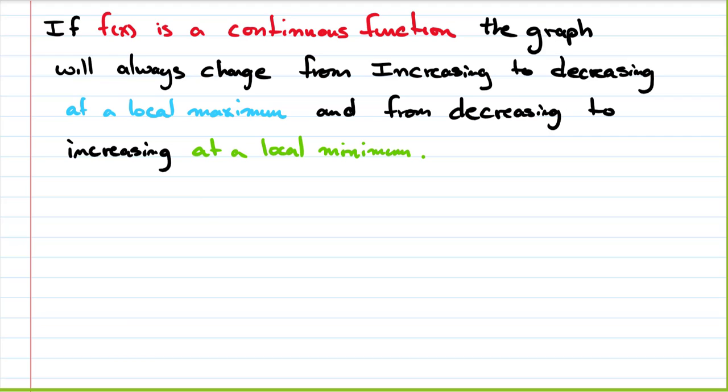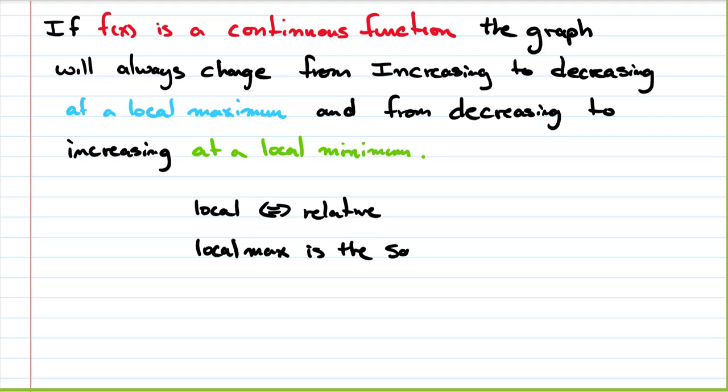So the next thing we want to note is that if we see the word local or we see the word relative, they mean the same thing. So what I mean by that is if we have a local max, it is the same as a relative max. And the same thing holds for mins. So basically, local and relative are synonyms, is what I'm really trying to say.